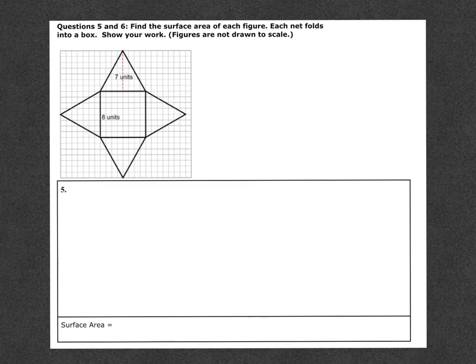For problems 5 and 6, you are finding the surface area of each figure. So this looks familiar to a figure that you've done in one of your previous problems from problem 4.3. So what you're going to do here is you need to find the area of each one of these shapes. So you need to find the area of this triangle, of this triangle, of this triangle, this triangle, and this rectangle, right? So you've got 5 areas that you're going to add together.